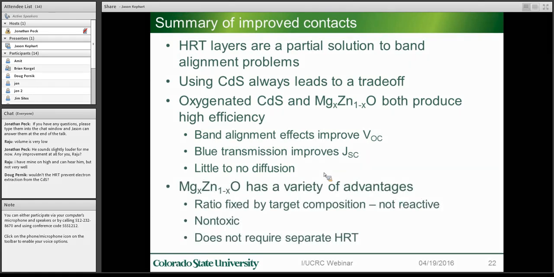There are a variety of reasons that MZO is the better material. First, we're not sure that any sort of sulfate is a good material to be in a commercial solar module. It's very sensitive to water. And also it relies on a reactive process, which is difficult to do on large scales. But here, the magnesium to zinc ratio is fixed by the ratio of oxides in the target. So this is much simpler and much easier to do repeatably. It's also one less process that has to be in containment. And an interesting effect is that the MZO seems to work without a separate HRT layer, which is not possible with the oxygenated cadmium sulfide.